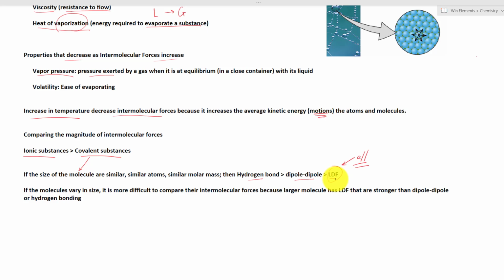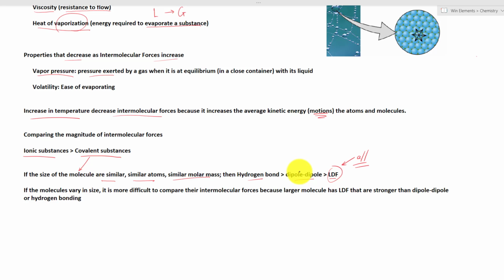Now, before we do anything, okay, we have to look at the size of the molecules. Before we apply this, we have to realize that the sizes are similar, so they have similar atoms, and they have similar molar mass. If that's the case, hydrogen bond is stronger, followed by dipole-dipole forces, and then followed by London dispersion. But in some cases, when we have very large molecules, the strength of London dispersion force is even greater than hydrogen bond or dipole-dipole forces. So keep that in mind. The size of the molecules is extremely important.